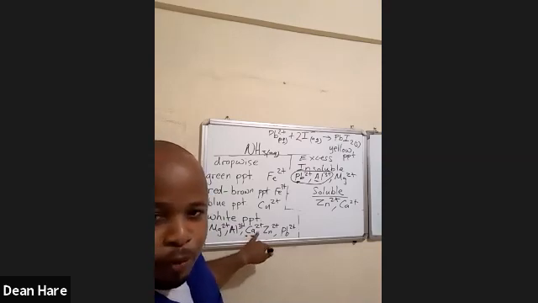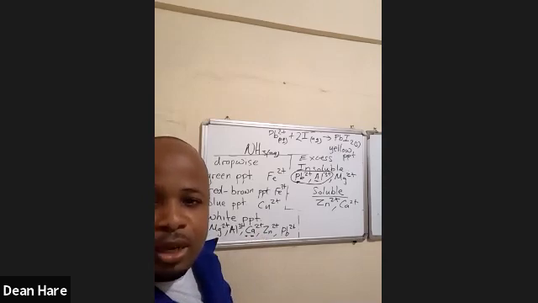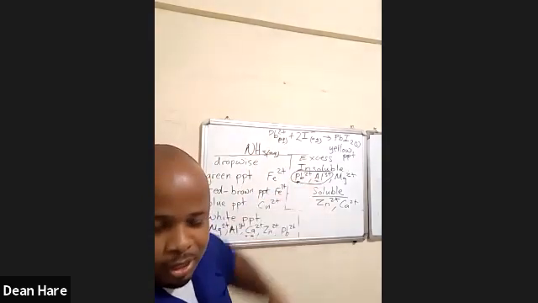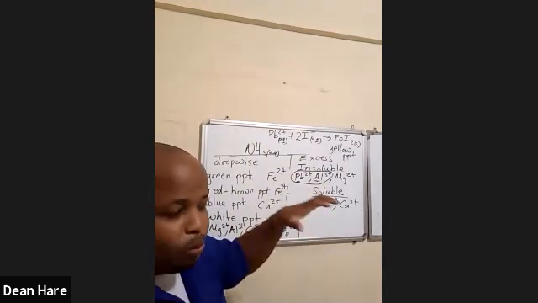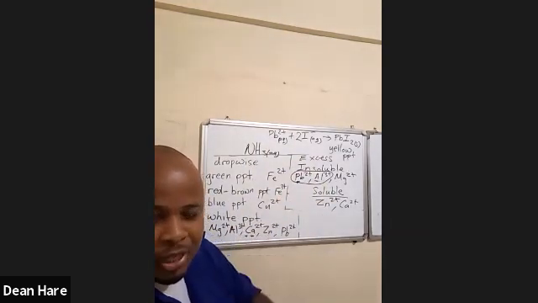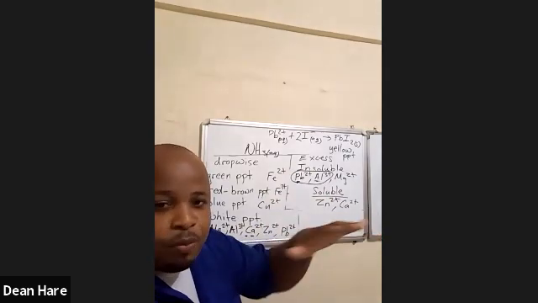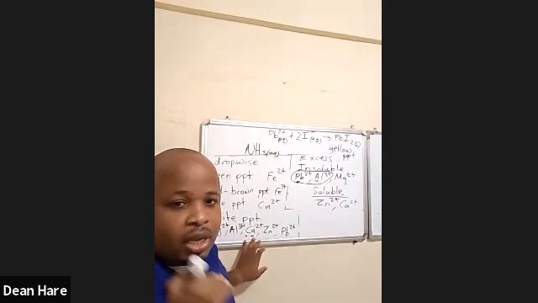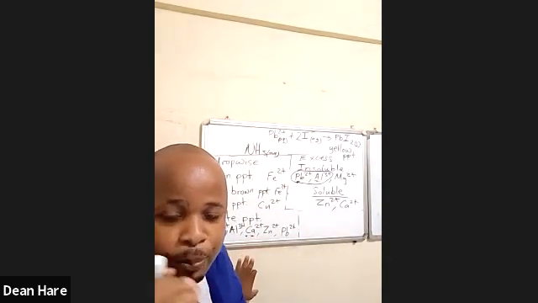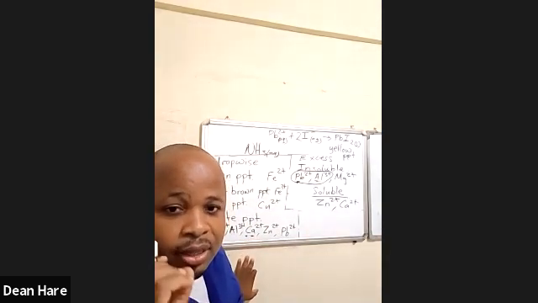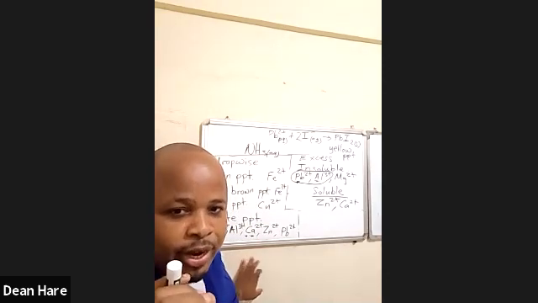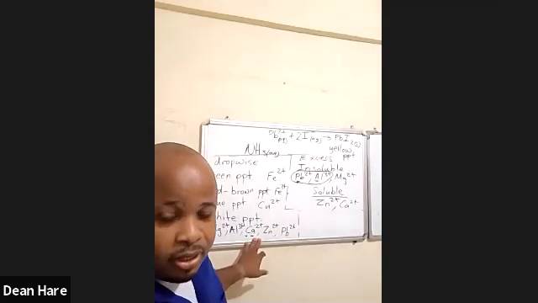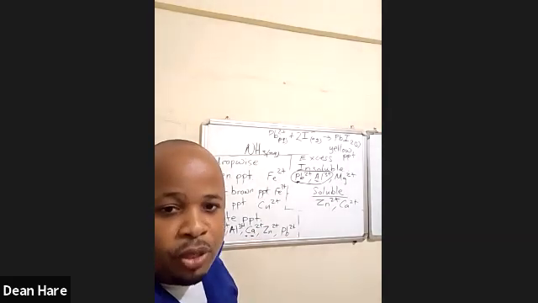Remember, when you're doing qualitative analysis, you would not just use the ammonia solution only. You start out with sodium hydroxide, then you move to ammonia. For calcium, you would have gotten a white precipitate that does not dissolve in excess sodium hydroxide. Remember, only 2 of these cations do not dissolve in excess ammonia.